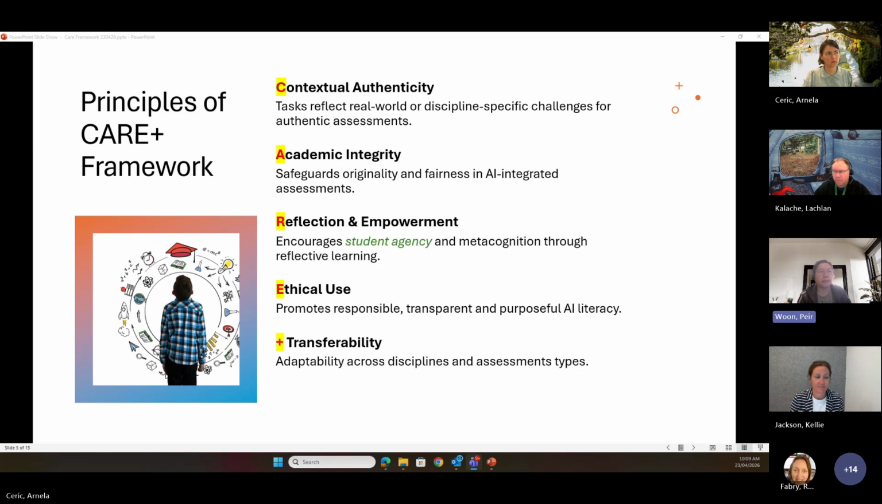For example, we require students to declare how they use AI in their work, in our design. So we want to include that principle in our assessments.